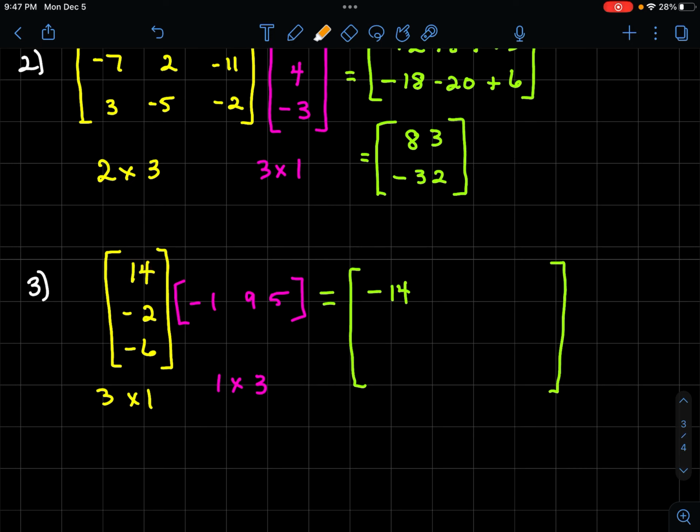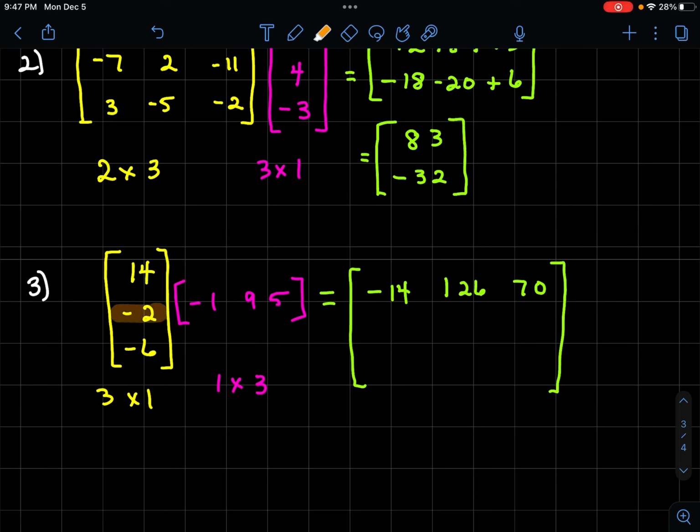14 times negative 1 is negative 14. We will continue with this. The top number times the middle. This will be our top middle number. 14 times 9 gives us 126. We will take the top number once again multiplied by the right column. That'll be the top right number in our matrix. 14 times 5 will give us 70. And we will move on to the next number in our first matrix.